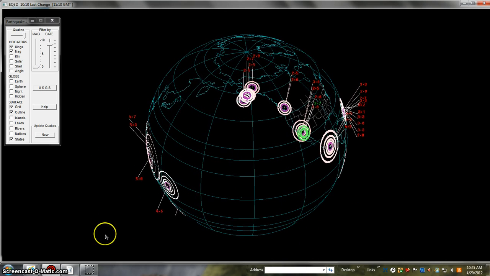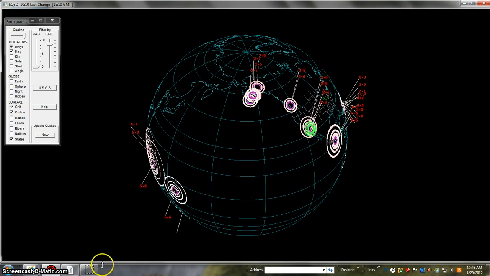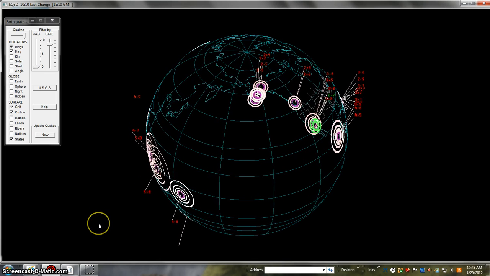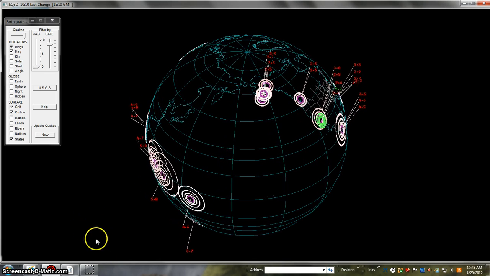So anyway, I don't know what the weather is in your area. Check it. Watch your weather and watch your quakes when you get a lot of rain, because when you get a lot of weight in your area, a plate can slip.